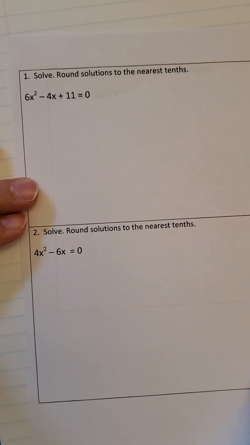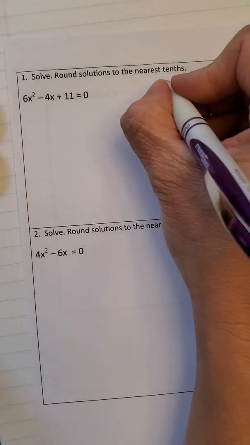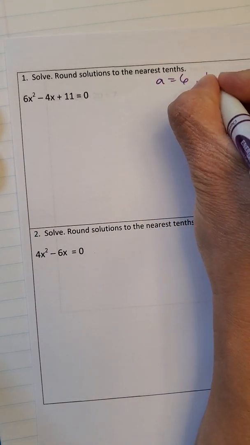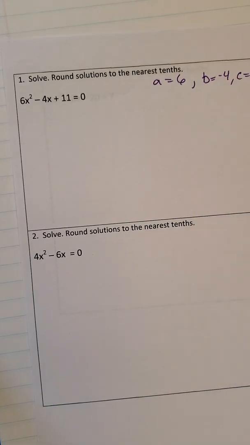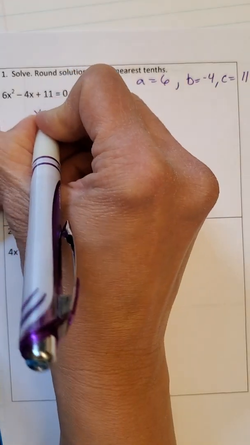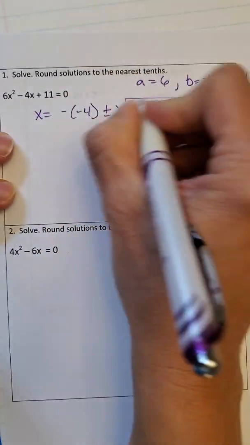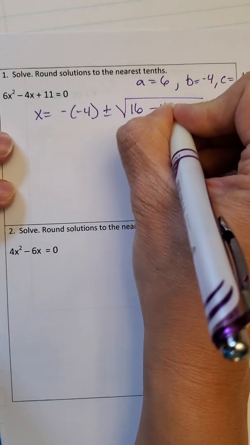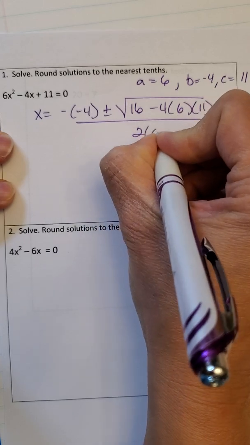Here we go. Is it in standard form? Yeah, that one's in standard form. So we already know that our A is 6, our B is -4, and our C is 11. So we're ready to move that over and sing our song. X equals -b plus or minus the square root of b squared minus 4ac all over 2a.